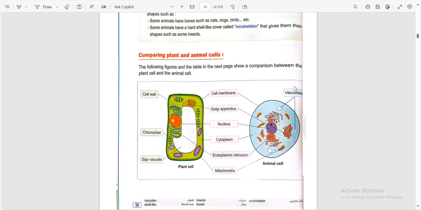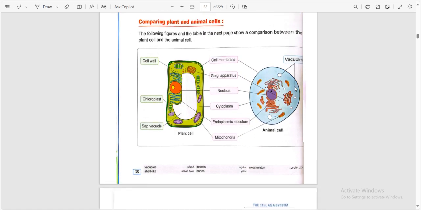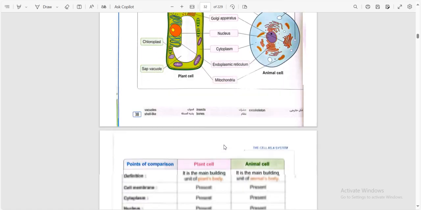Good. So now let's compare the two kinds of cells, the animal and the plant cell. They have 6 similar organelles or parts, which are the cell membrane, Golgi apparatus, nucleus, cytoplasm, endoplasmic reticulum, and mitochondria. The animal cell has vacuoles, but the plant cell has 3 things: the cell wall, chloroplast, and the sap vacuole, one big sap vacuole. Good.